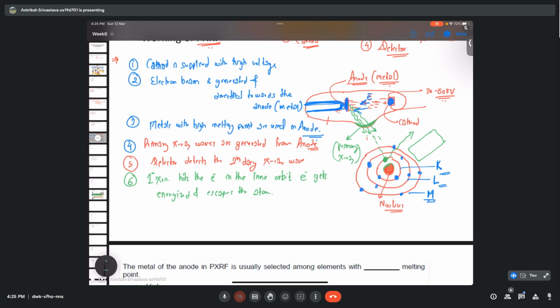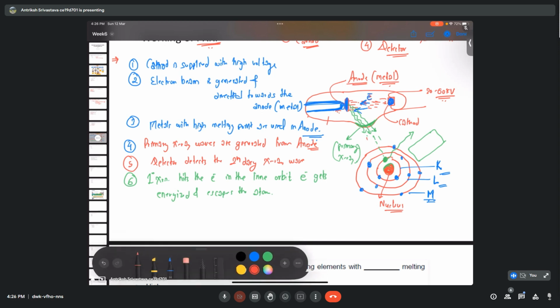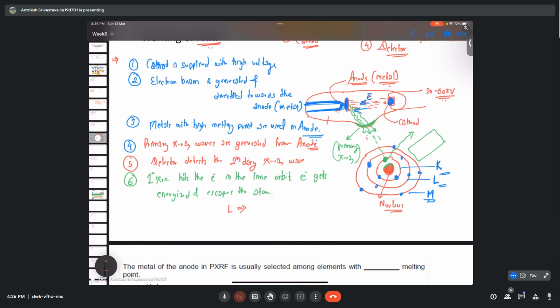The electron from the outer orbit will try to come in and fill the empty space. Now, when the electron comes from the nth orbit towards this inner orbit, that is K, then we call it K alpha emission. So when the electron from the L orbit comes to the inner orbit, the K orbit, it emits a certain kind of X-ray, that is the secondary X-ray, and we call that K alpha emission.